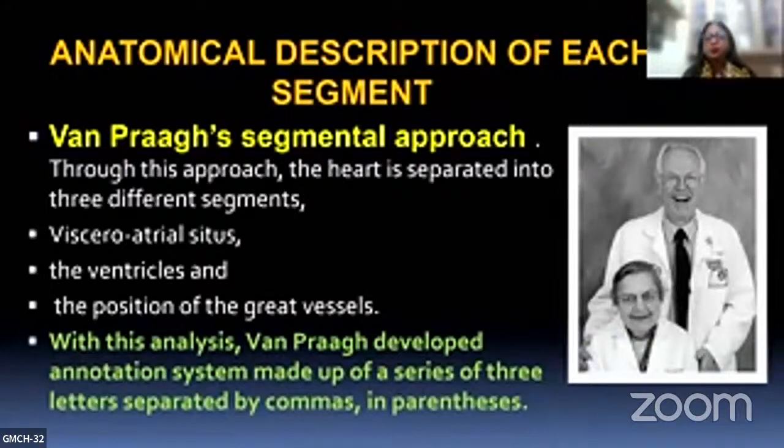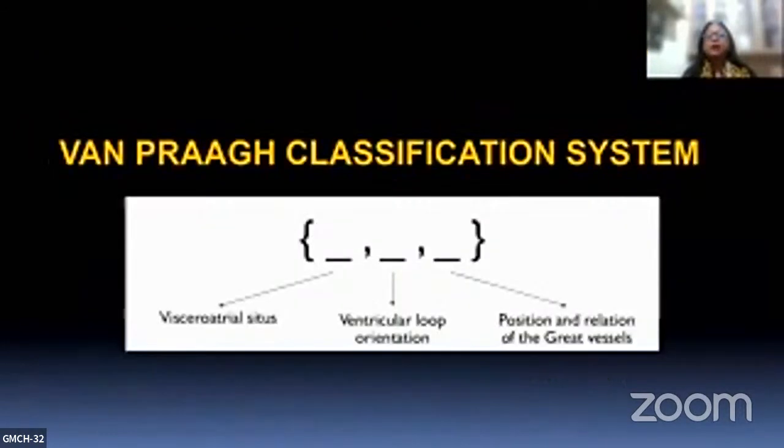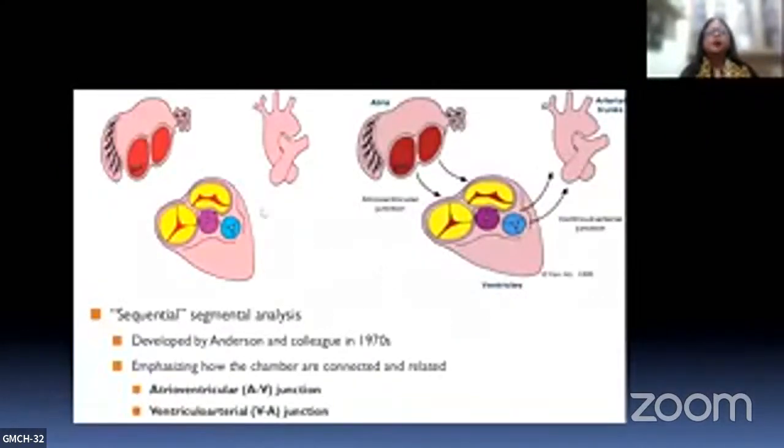of great vessels. So Van Praag came up with this annotation system with a series of 3 letters separated by commas. The first letter signifies the viscoatrial situs, the second letter signifies ventricular loop orientation, and the third letter signifies the position and relationship of the great vessels. So this is the atria, these are the ventricles, and these are the great vessels. So in this way, Van Praag described the cardiac anatomy.